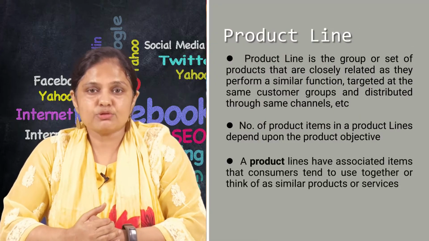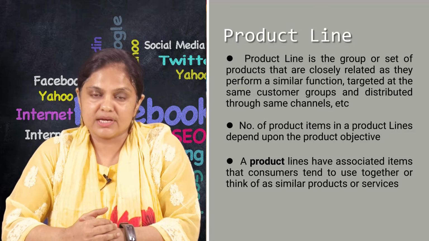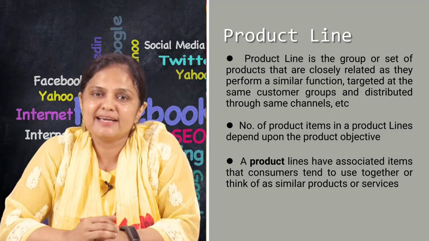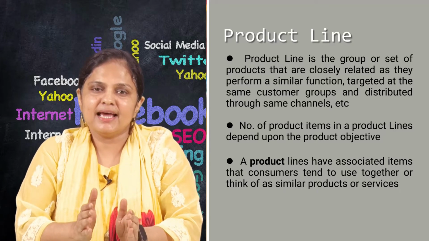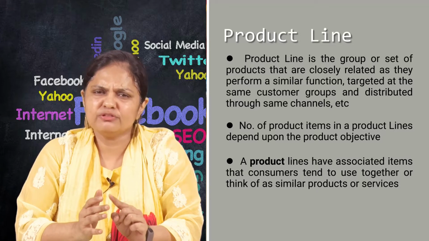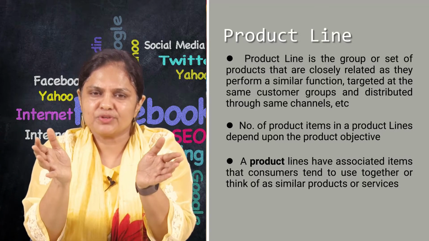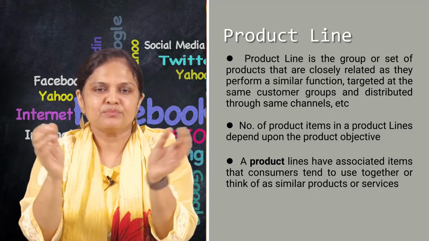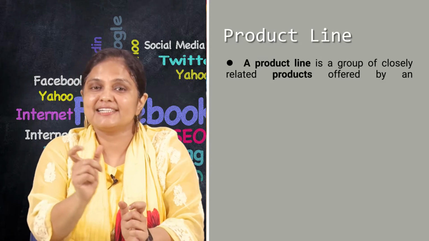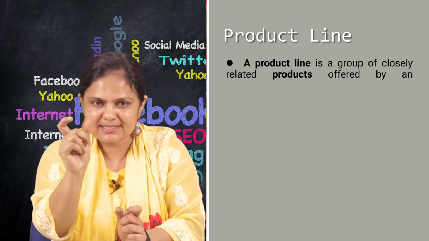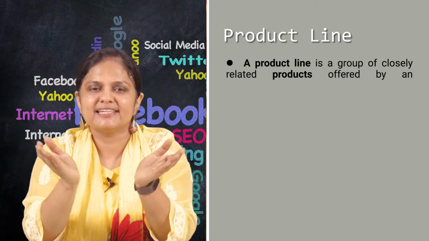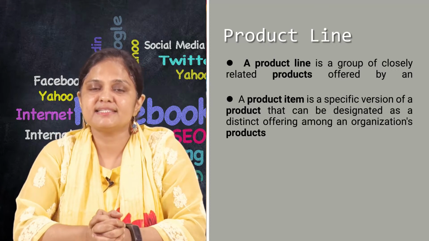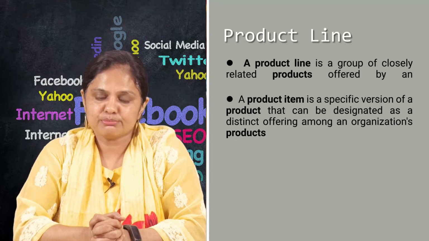Product lines have associated items that consumers tend to use together or think of as similar products or services. For example, maybe dental care is a product line, and toothbrush, paste, tongue cleaner, mouth freshener, when they are all put together, become a product line. So in this case, dental care would be a product line. A product line is a group of closely related items, and it is a specific version of the product that can be designated as a distinct offering among an organization's products.